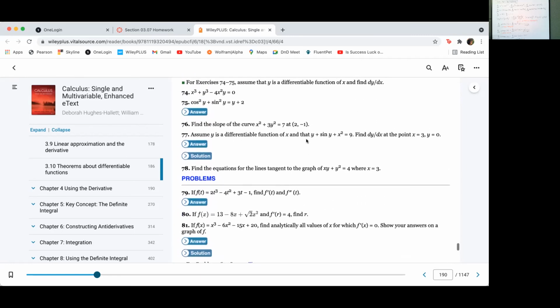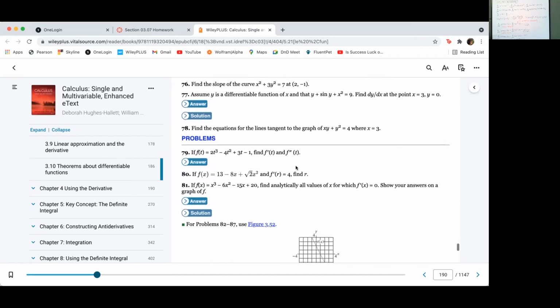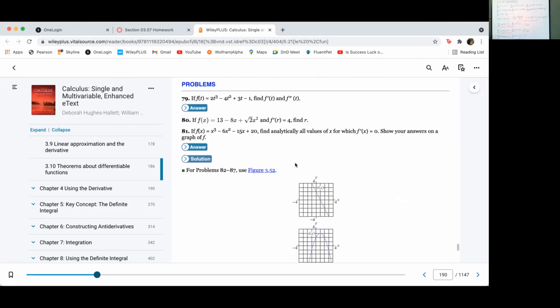Then everything else is, so now find for exercise 74 and 75, assuming y is the differentiable function of x, find dy dx, more derivative rules. Find the slope of the curve, find dy dx. Find the equations for lines tangent to the graph. That's all derivative questions. In the problem section, find f prime and find f double prime. More derivative questions.